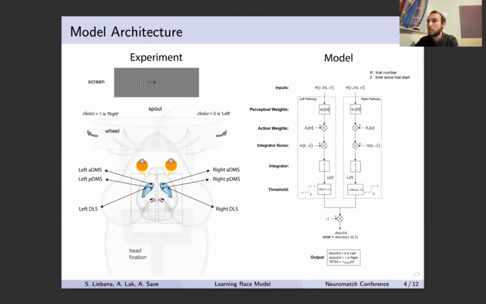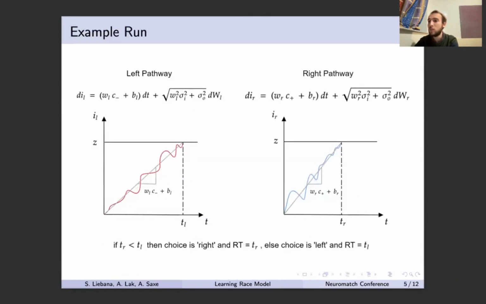The model receives as an input a noisy estimate of the contrast level of either left or right stimuli on each trial. This input is multiplied by a perceptual weight for each pathway, WL and WR. And to this, a left or right action weight, BL and BR, and some Gaussian noise is added to give the value which is accumulated in the integrators over time. A typical trial for the model can look like this, where the two integrator traces race to the threshold, and the first to reach determines the choice and the reaction time.